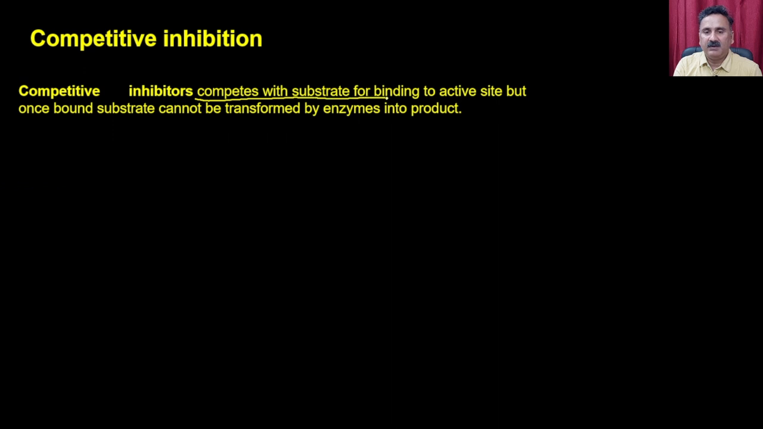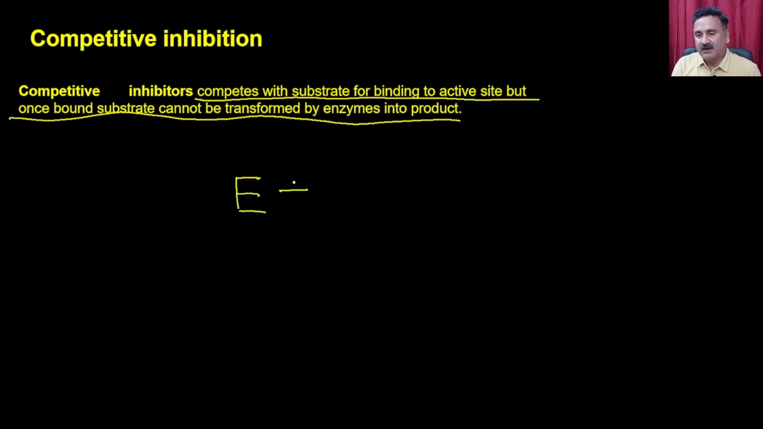The competitive inhibitors compete with the substrate for binding to the active site, but once bound, they cannot be transformed by the enzyme into product. For example, this is the enzyme. The enzyme interacts with the substrate and is converted into the enzyme substrate complex, and then this complex is converted into enzyme plus product. If the enzyme is active, it will do that.